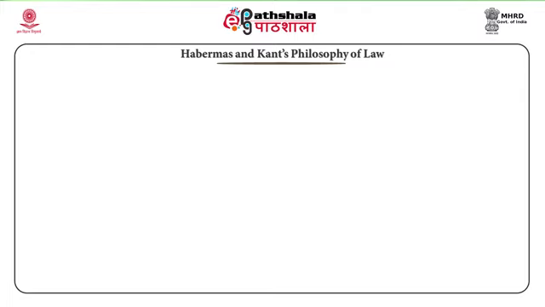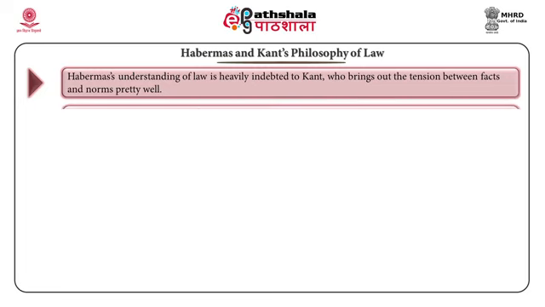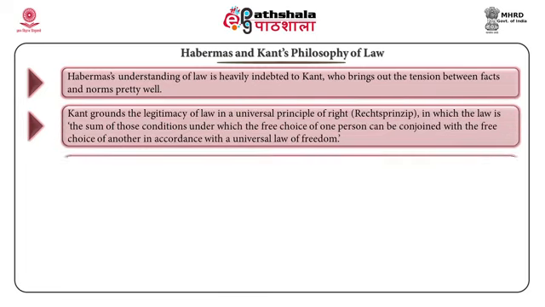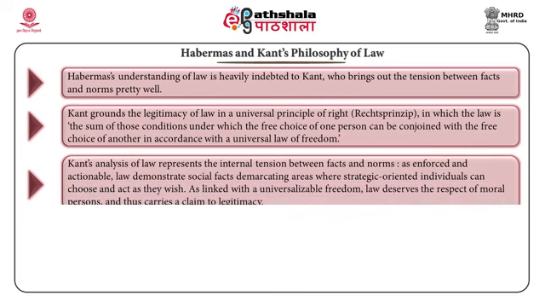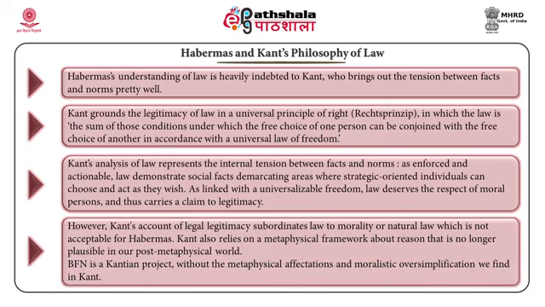So let's see how Habermas takes up ideas of Kant's philosophy of law in his own work. In Habermas's view of law, Kant brings out the tensions between facts and norms, or between facticity and validity, as Habermas puts it. Kant grounds the legitimacy of law in a universal principle of right, what in German is called Rechtsprinzip. And this is the condition under which it's possible for a morally oriented subject to universalize the limits on behavior. For Kant, law is the sum of those conditions under which the free choice of one person can be conjoined with the free choice of another in accordance with the universal law of freedom.